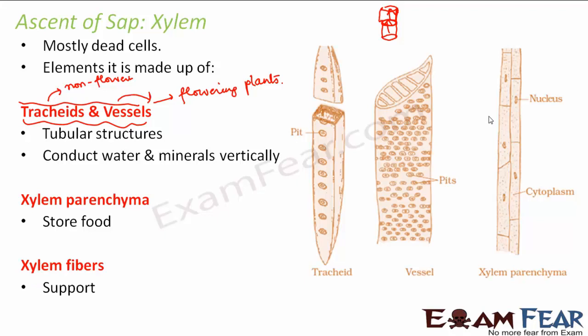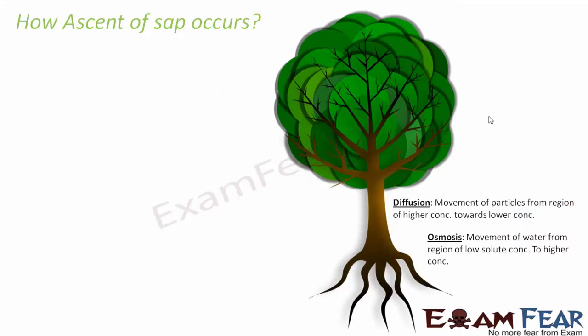So out of these components of xylem, the only components which help in the conduction of water and minerals, or the phenomenon of ascent of sap, are the tracheids and vessels. So now the question is how ascent of sap occurs. We understood what helps in carrying the water and minerals. It is the xylem, and in xylem it is the tracheids and vessels. But physically, how does water start moving upward against the gravitational pull of the earth?